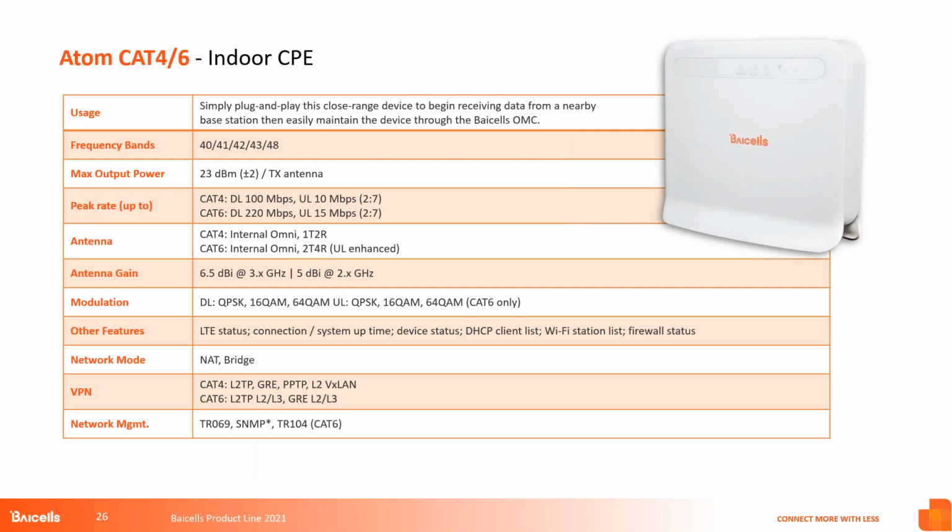And again, the Cat 4, Cat 6 indoor CPE is a Category A device, so it will need CPI certification, and that's where you can go in through the Baicells GUI and enable that CPI certification.